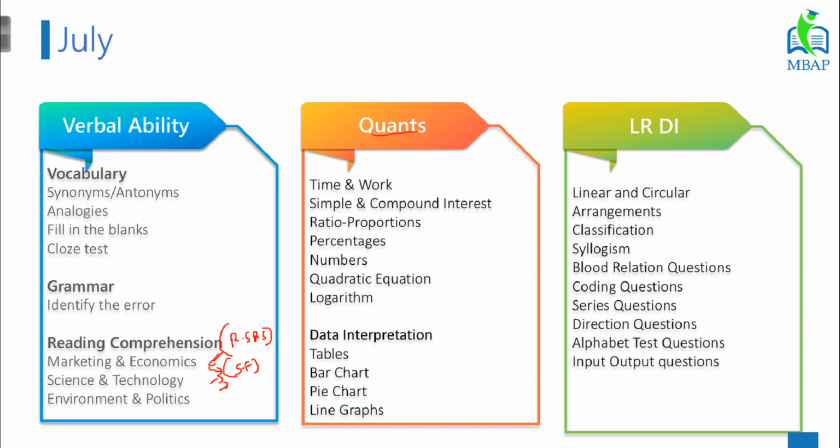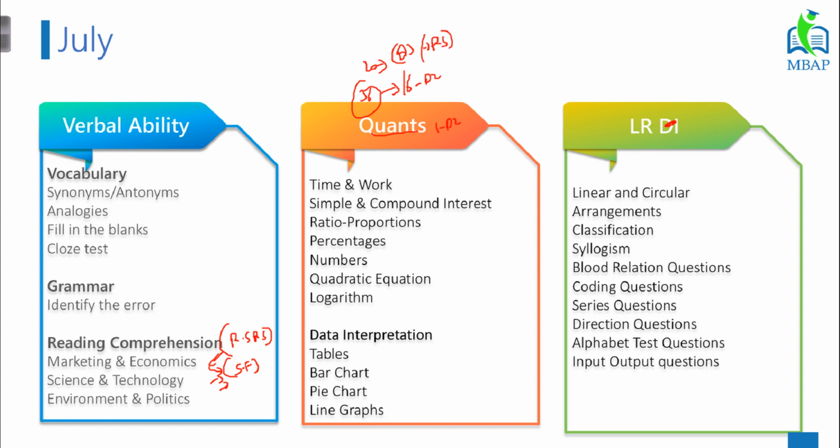Coming to the second section, which is quant. Quant is going to come with a mixture of logical reasoning and data interpretation. DI and quant will come together. You can expect around 16 questions from DI and 20 questions from your quant section. Quant means problem solving math, which will come in the paper.